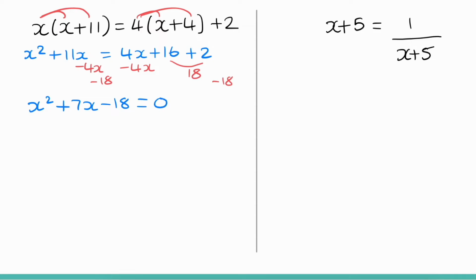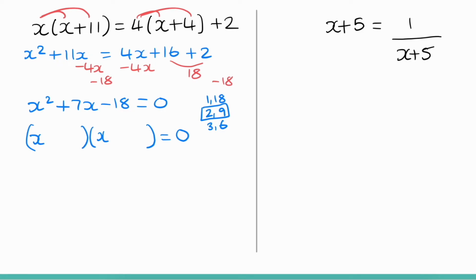And then again, I'm looking to factorize that. So numbers that make 18: 1 and 18, 2 and 9, 3 and 6. And I can see there that 2 and 9 are going to have something to do with the 7. So my two brackets is equal to 0, so I know I can do this. I know I can solve it.